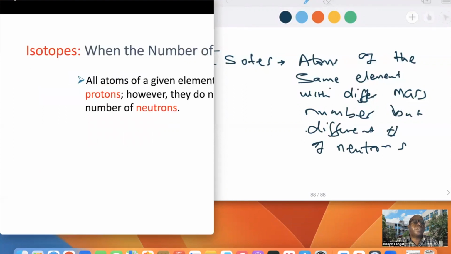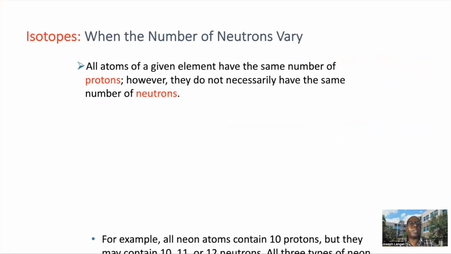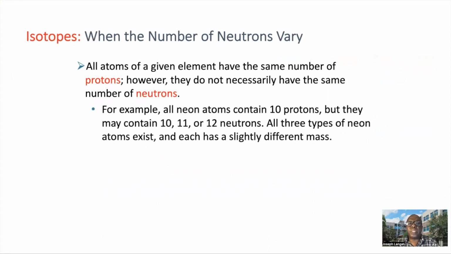So here is the definition. All atoms of a given element have the same number of protons. However, they do not necessarily have the same number of neutrons. And as a result, the mass number will be different. For example, neon, Ne: atoms contain 10 protons, but different mass numbers because of the different number of neutrons. Something may have 10 neutrons, 11 neutrons, or 12. All three types of neon atom exist, and each has slight differences.